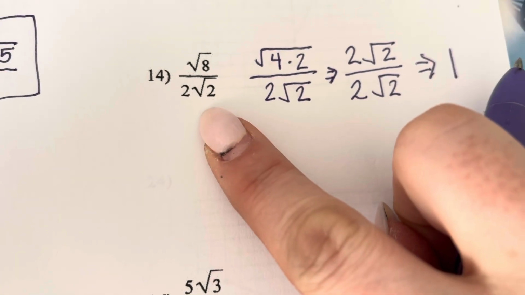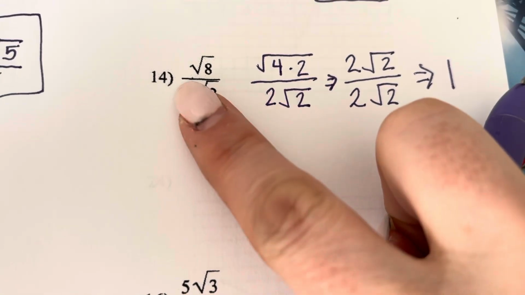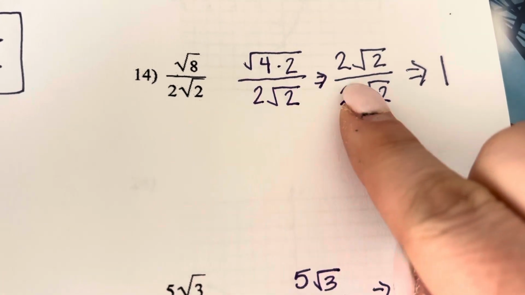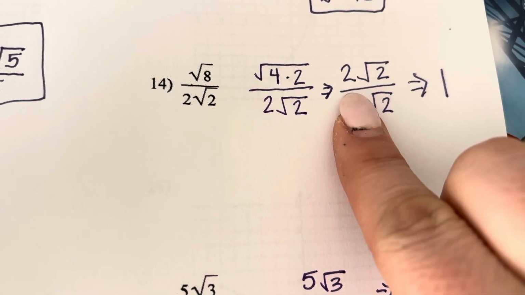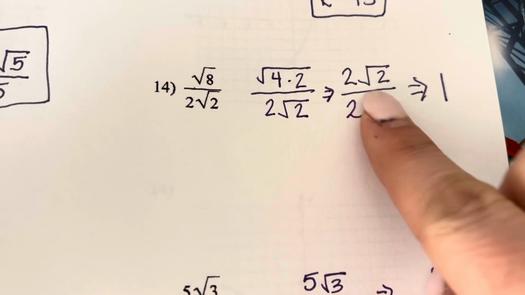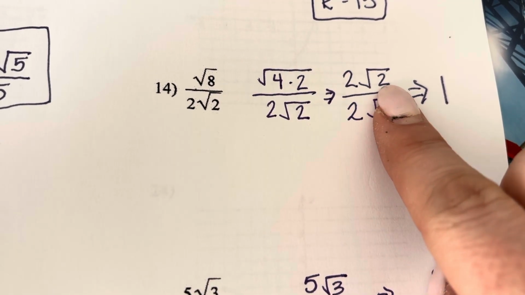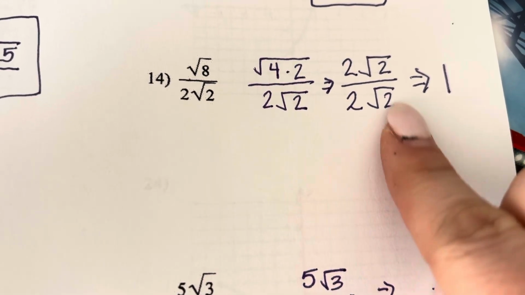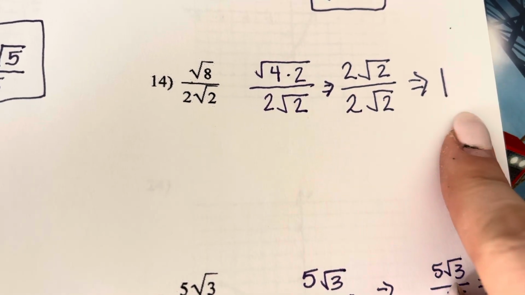Over here, I separated the 8, 4 times 2. The square root of 4 is 2. So I pulled that out. And I have 2 times the square root of 2. That's what the bottom is. That means 1.